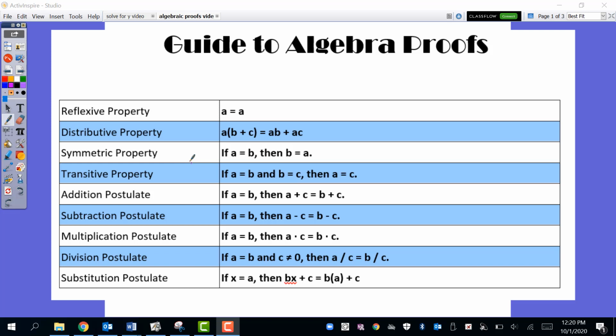Some of these should look familiar to you, like distributive. I see the parentheses. We know that's when we multiply into the parentheses. Addition, I should be seeing, oh, there's a plus sign right there. Subtraction is a minus sign. Multiplying is the little dot for multiplying. And division, they use the divide sign.